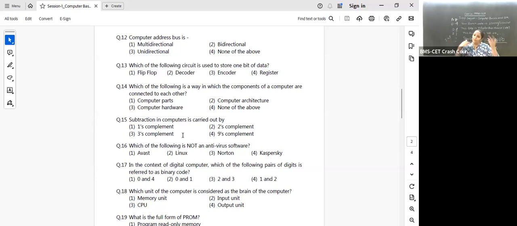Come on, you have to. This is very simple. Read the question once again. What the question says is that it is related to something that connects my computer system. I am only telling you, it will be one of the first two.